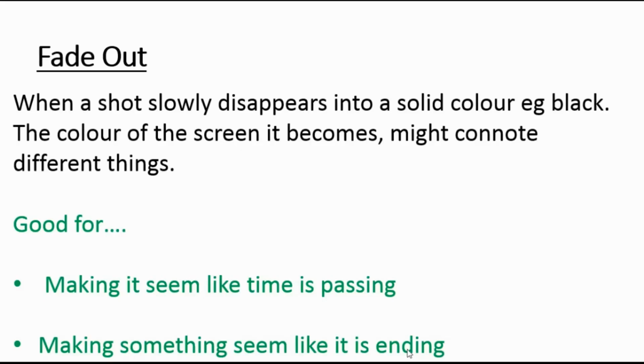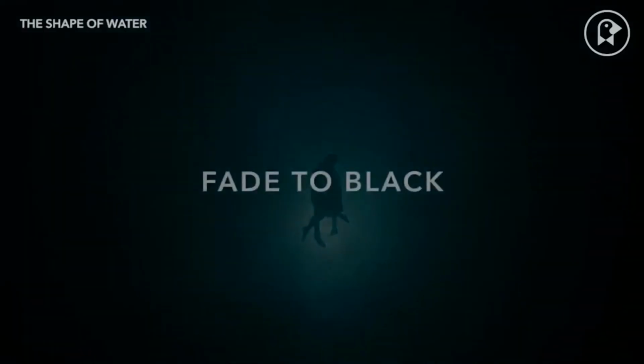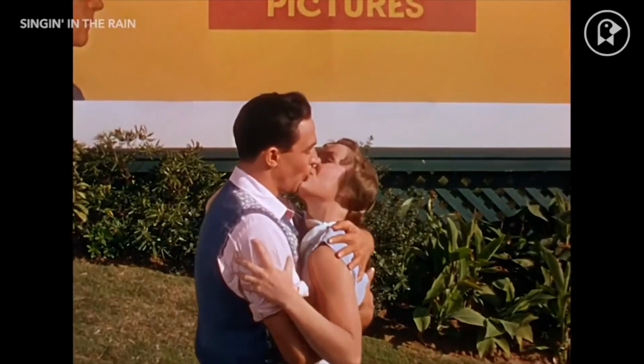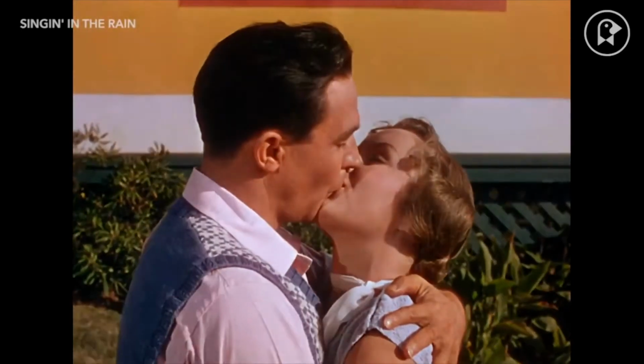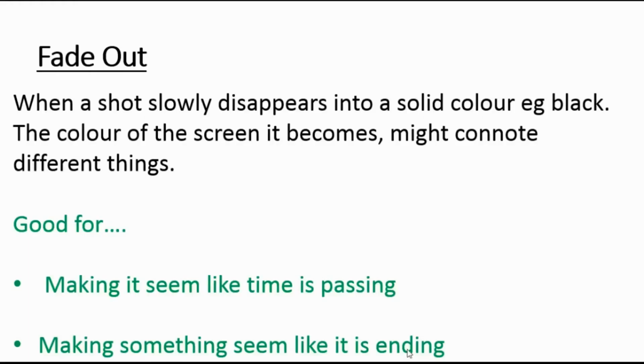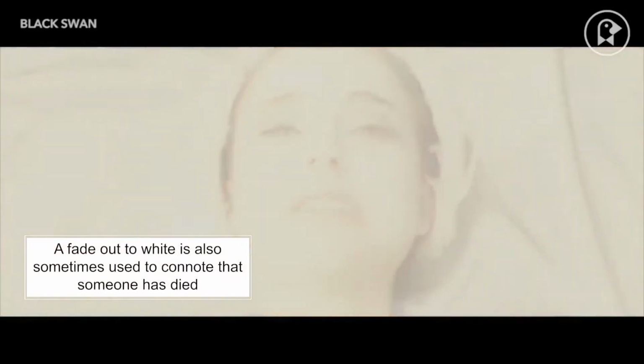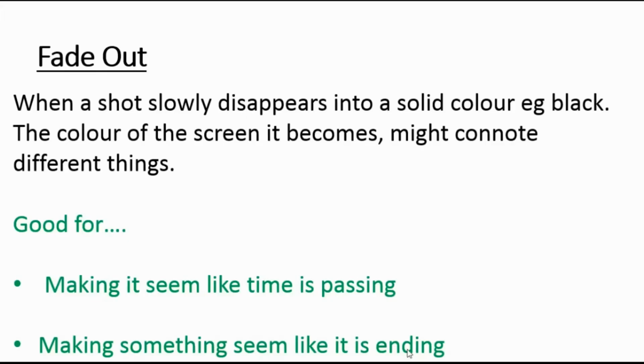Likewise, you can get a fade out, and that is when a shot slowly blends into a solid colour screen, for example, a black screen. And again, different colours of the screen might connote different things. It again makes it seem like time is passing, but if you fade out, it seems like something is ending, and that's why you often get a fade out at the end of maybe a TV program or a film, because it does help us to think that something is finishing.